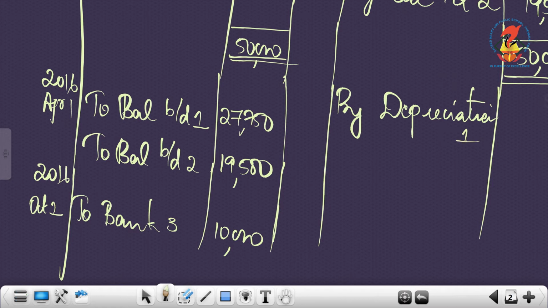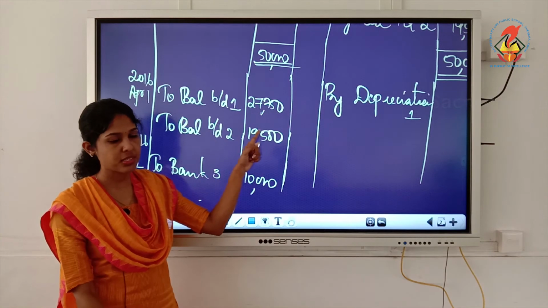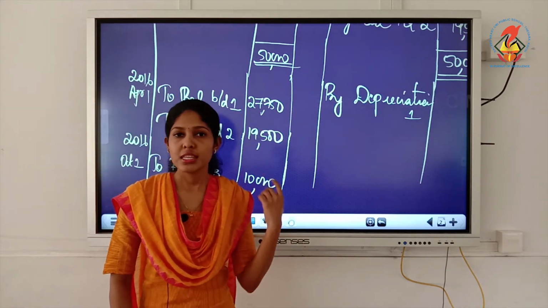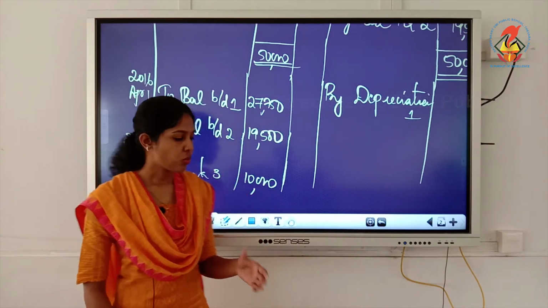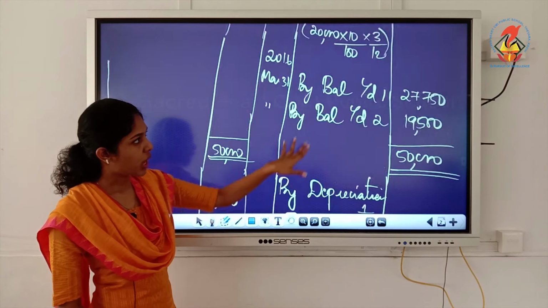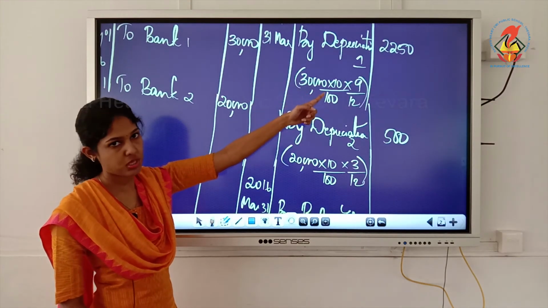Now we will charge depreciation on all these machineries. So depreciation 1, what should we do? Will you go and compute on this balance? No, you should not do that. Don't make careless mistakes. This is straight line method. So under straight line method, what we are supposed to do is, you have to see the previous year's depreciation 1, that is 2,250.